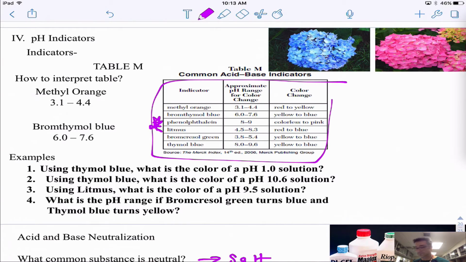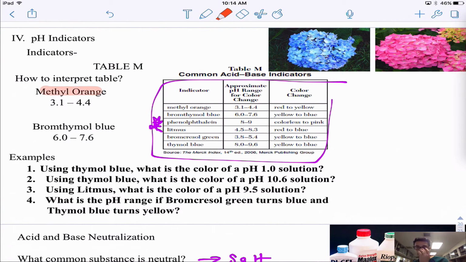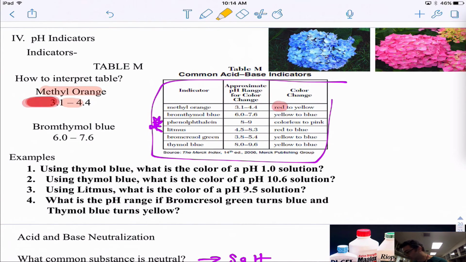How do you read this chart? Well, let's take methyl orange. Why do they call it methyl orange? Well, between the pH of 3.1 and 4.4, it is orange. If you put methyl orange, the indicator, into a solution that's below 3.1, they tell you in the chart here that you would be red. If you put methyl orange into a pH that is above 4.4, you're yellow.